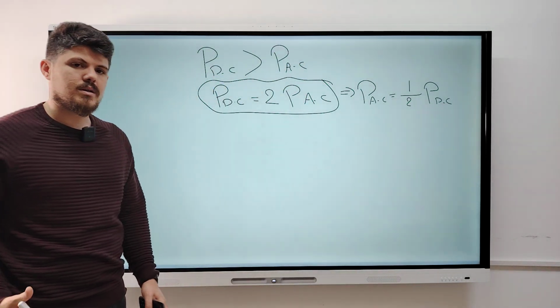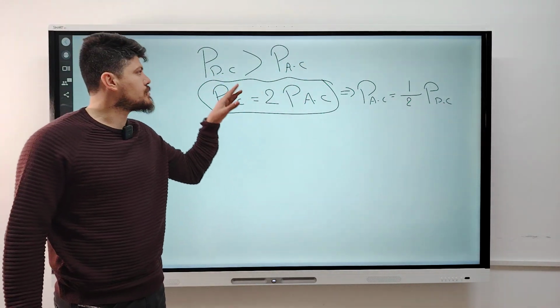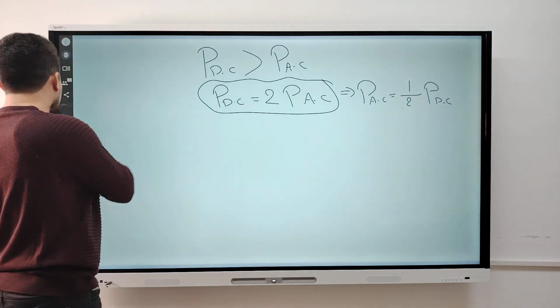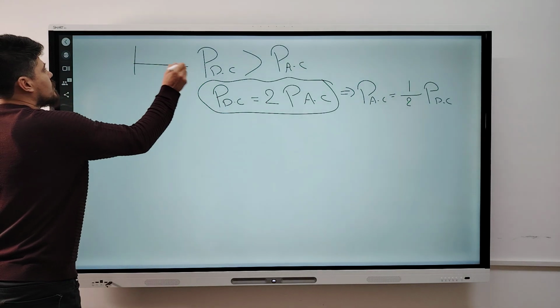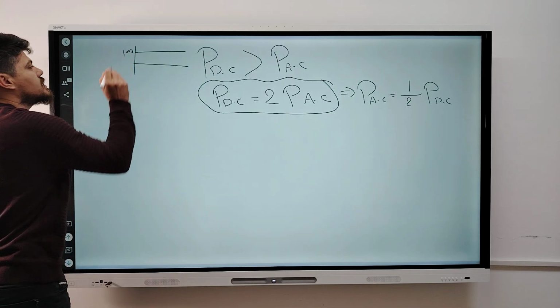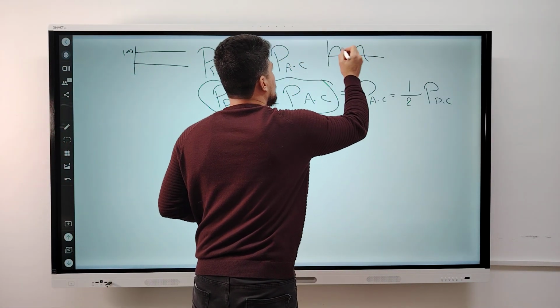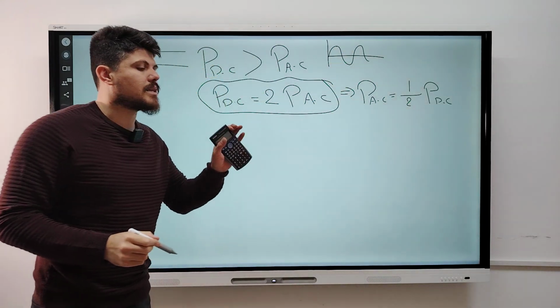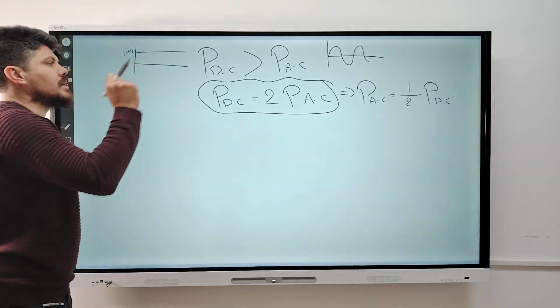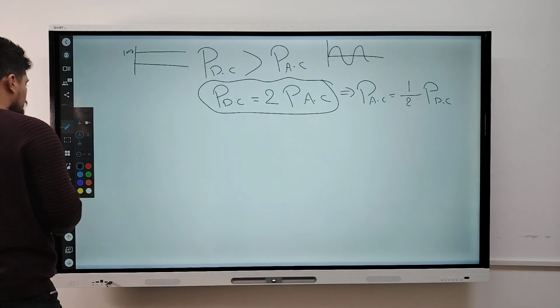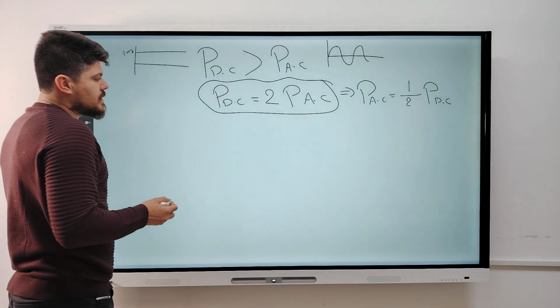Which one has more power dissipation, AC or DC? Absolutely DC. Why? Because in DC, the magnitude of the current does not change. It's always 10 ampere, for example. But in AC, the maximum value is reached only at one instant, only at the peak.